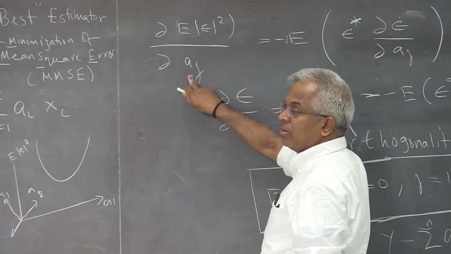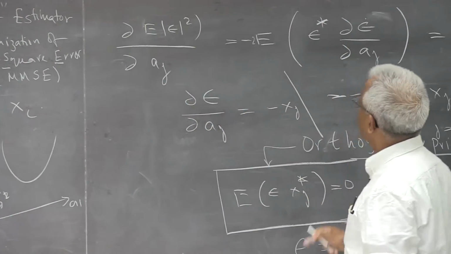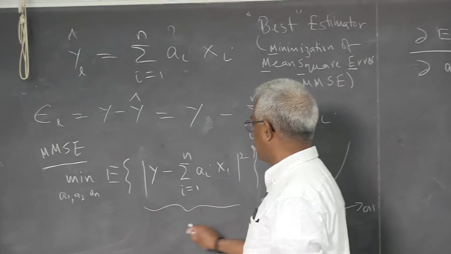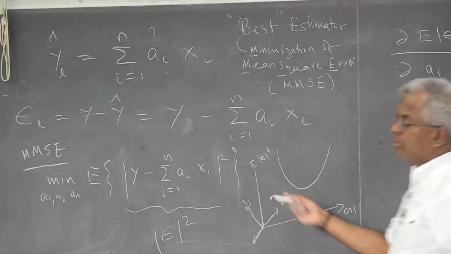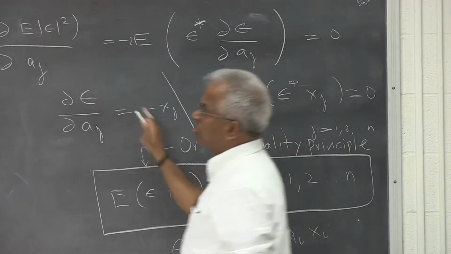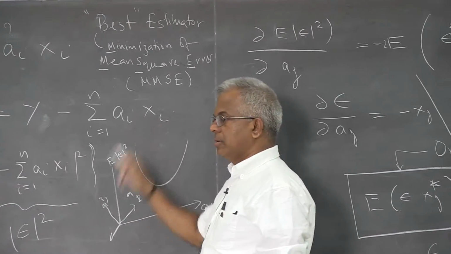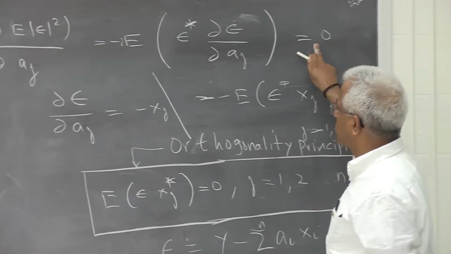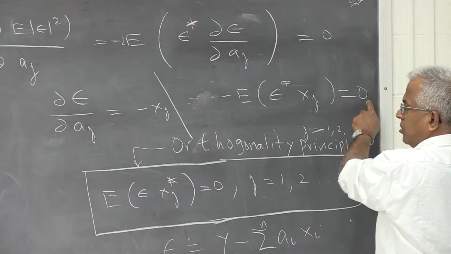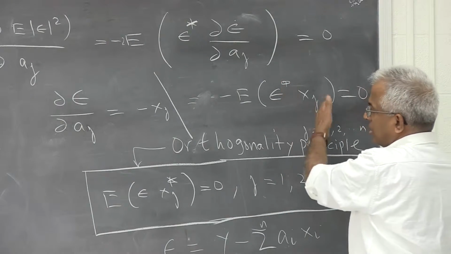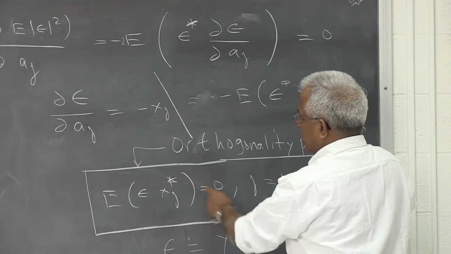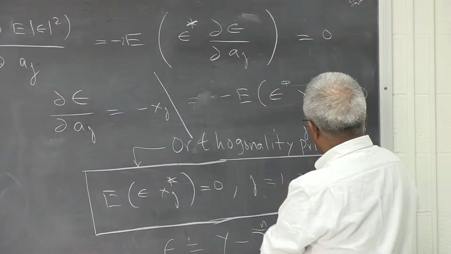When you take the derivative with respect to aj, because this is epsilon squared, the derivative is epsilon multiplied by the derivative of epsilon with respect to aj. But that derivative is, from here, only xj. So you equate that to 0. The bottom line is that the derivative turns out to be epsilon star xj equal to 0. Or if you take the complex conjugate again, you can write it as epsilon xj star equal to 0 for all j equal to 1 through n.